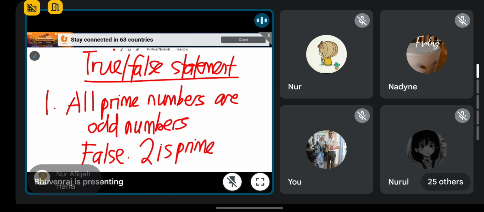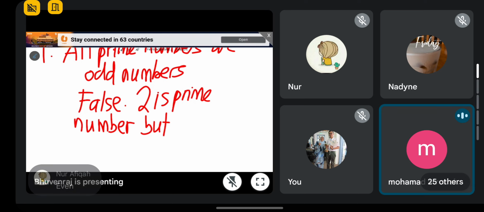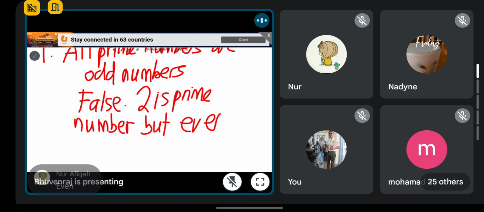Dua tu nombor perdana. Very low probability yang ni boleh berlaku. Peristiwa ini. Dua orang yang berlainan bagi jawapan sama. Wow. Okay, so 2 is a prime number, but dua ni nombor genap ke ganjil guys? Is 2 even number or odd number? Odd. Odd. You sure? 2 is even. First, nombor genap. Okay, 2 is even.